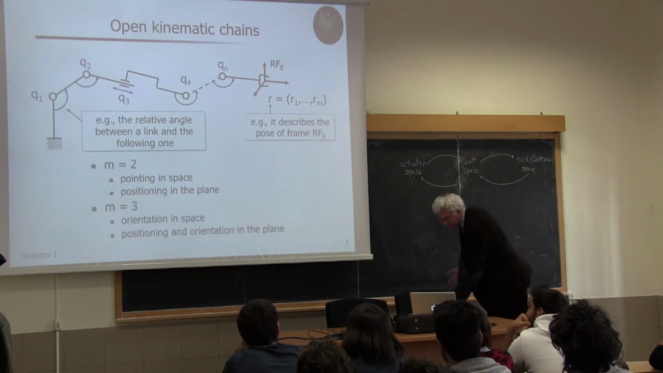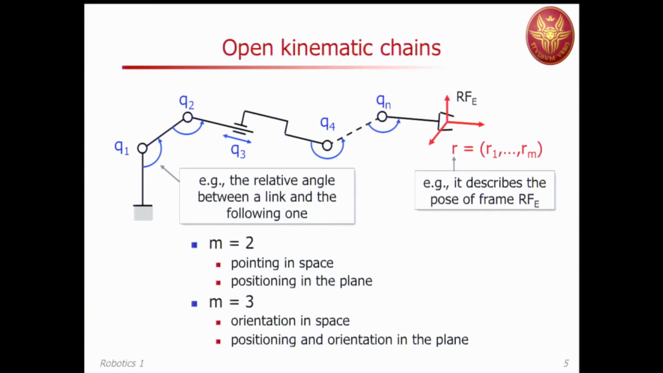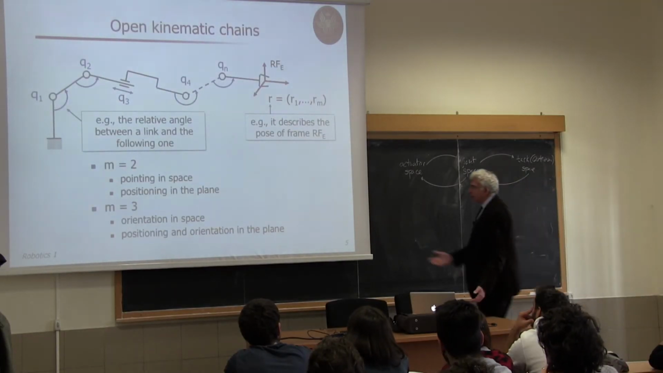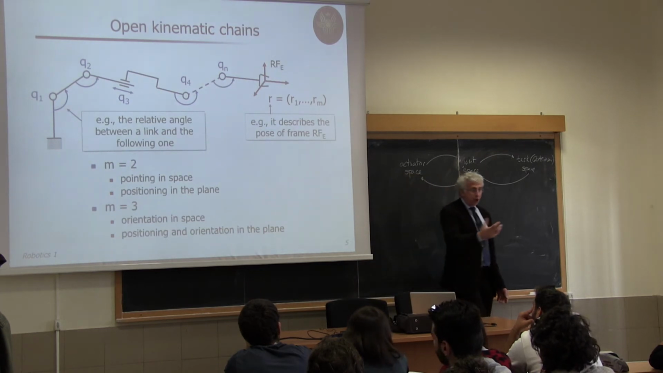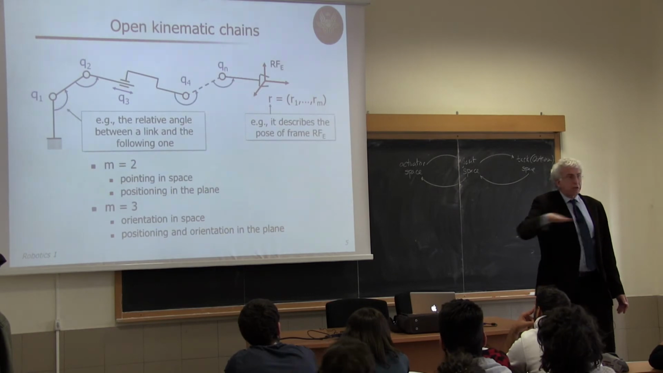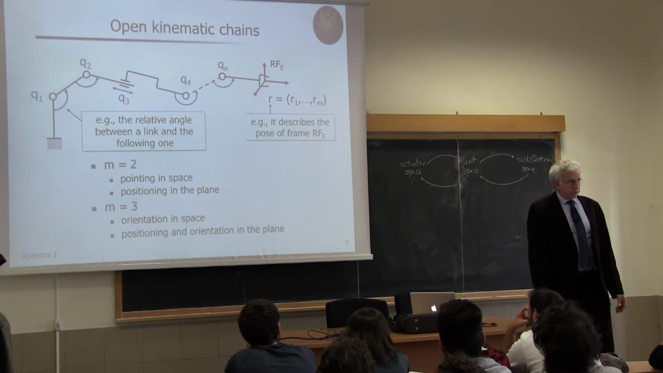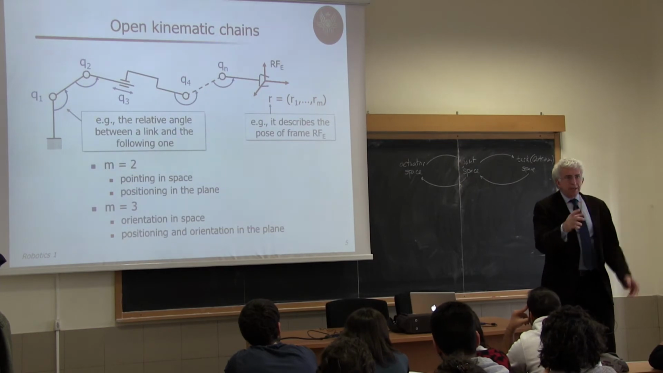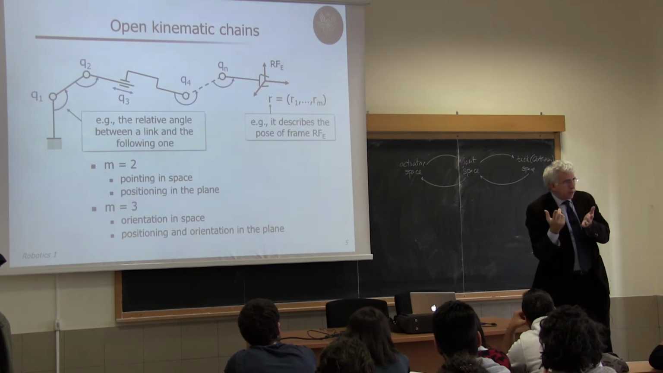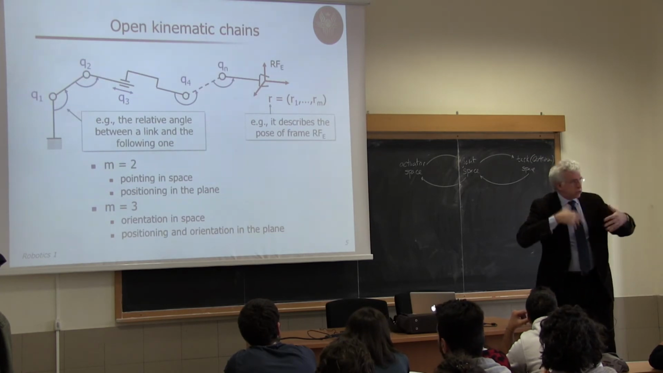If I move to m equals 3, with 3 variables of the R type are needed to specify the orientation in space. And we know that now. Or if I want to position an object and orient it on a plane, vertical or horizontal or skewed, it's not important, then I need 3 variables because I need 2 for positioning in the plane and 1 for orienting it in the plane. So 3, and so on and so on.